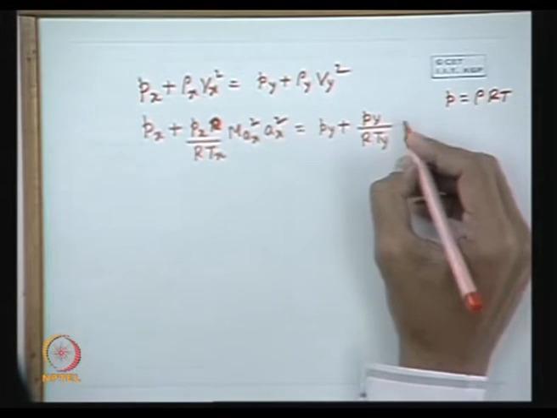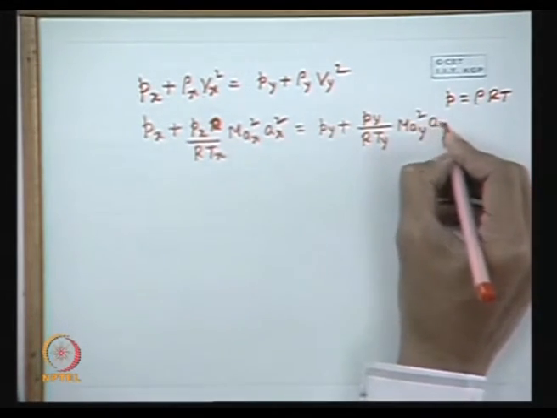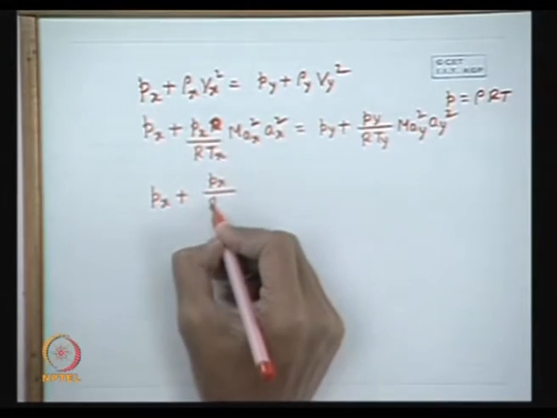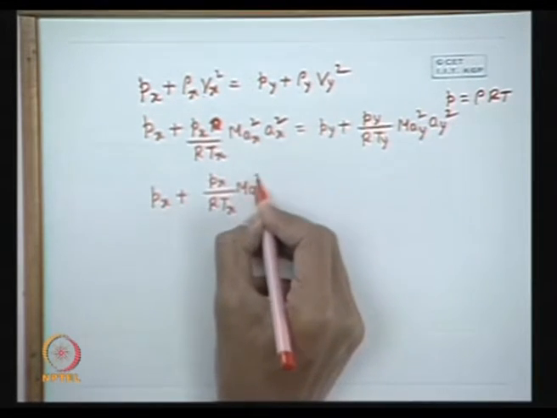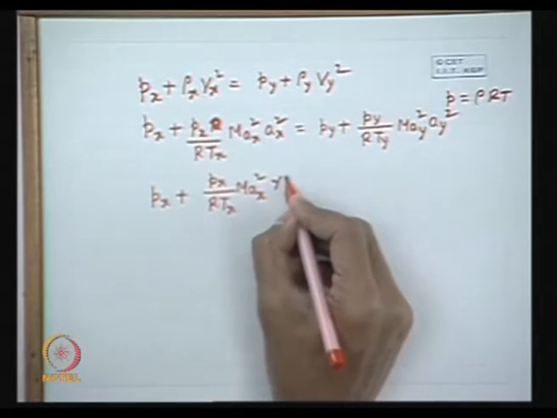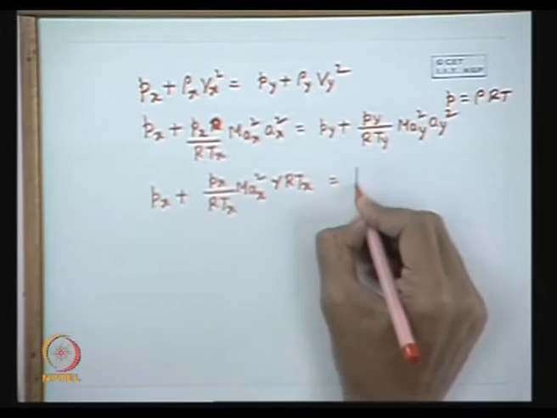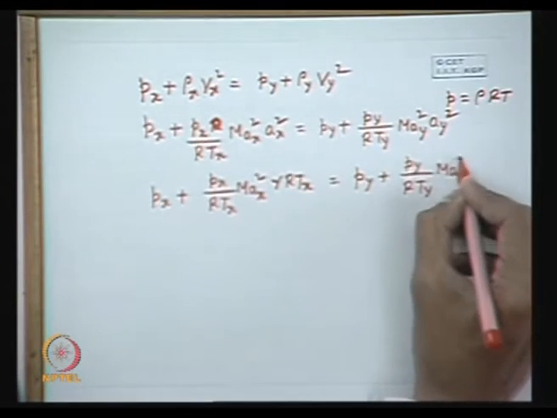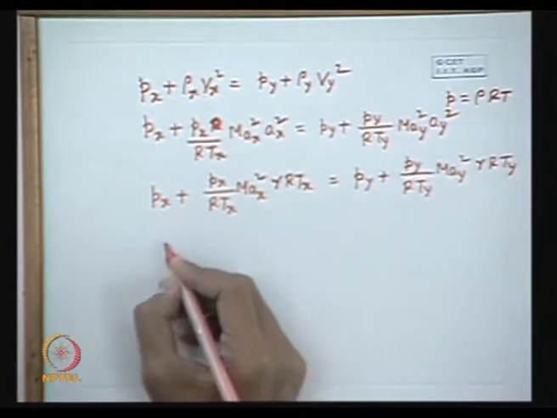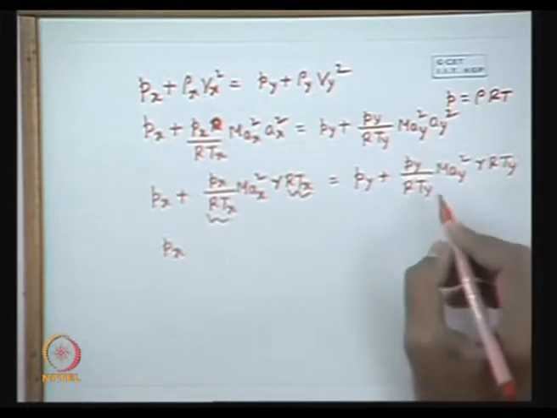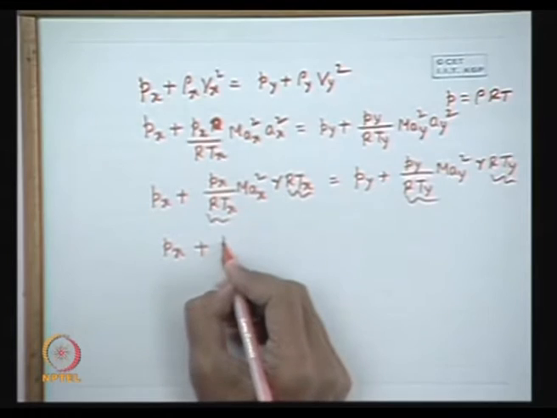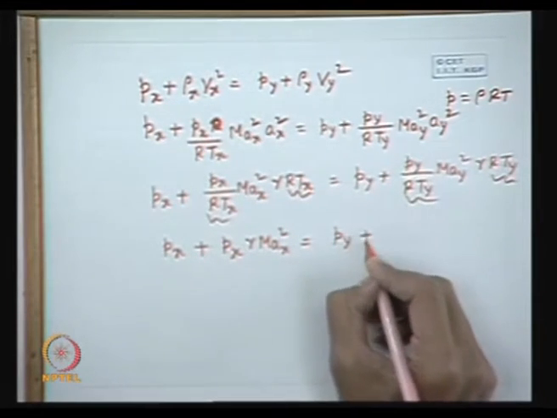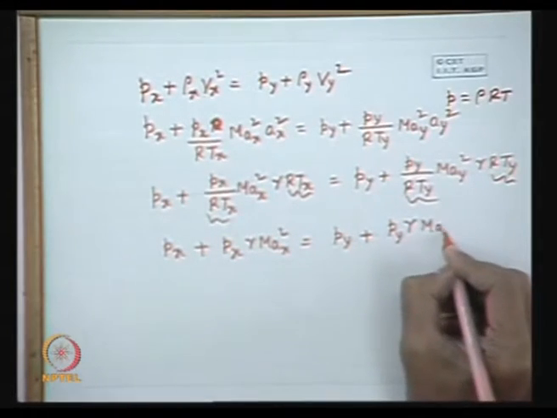I am going probably a little fast, but these are very simple algebraic arrangements: MAy square, Ay square. Now I can write Px plus Px by RTx MAx square. What is Ax square again? Gamma RTx. Similarly here, Py plus Py by RTy MAy square gamma RTy. That means RTx cancels, RTy cancels, and we get Px plus Px into gamma MAx square is equal to Py plus Py into gamma MAy square.